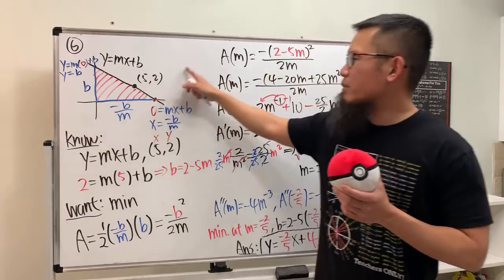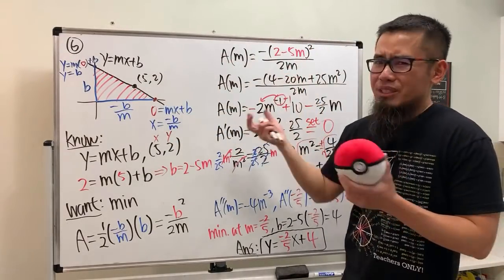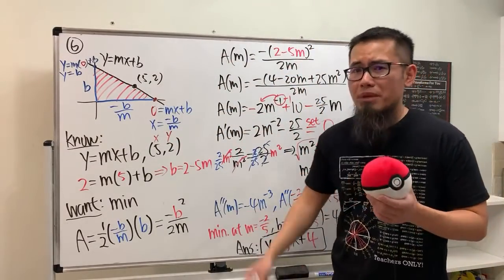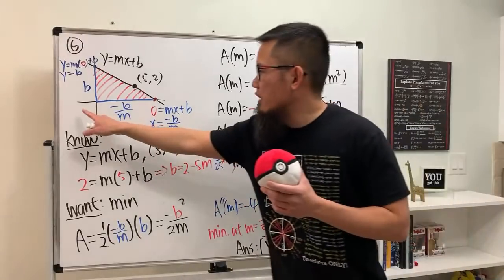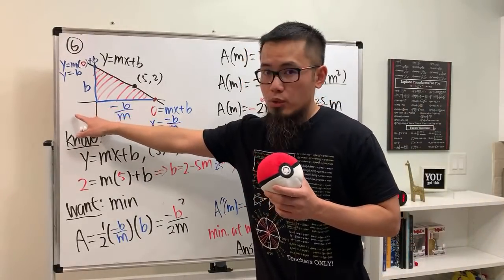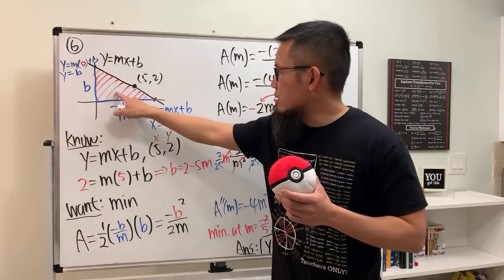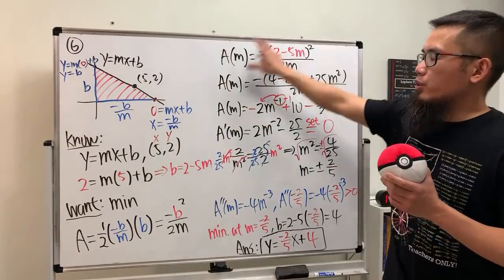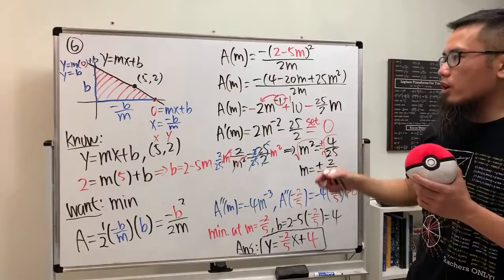Yes, you will get a maximum area, but it's actually infinite, so it doesn't quite make sense. Again, if m is 2 over 5, you actually get a line that looks like this, and you pretty much have infinite area because it keeps on going forever.